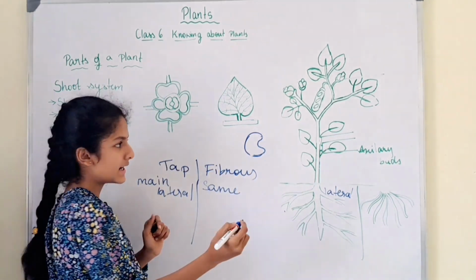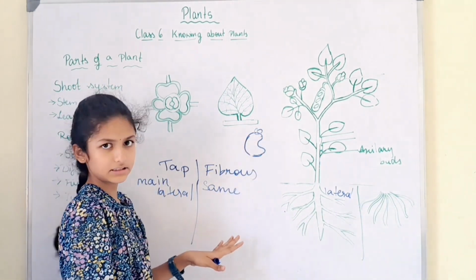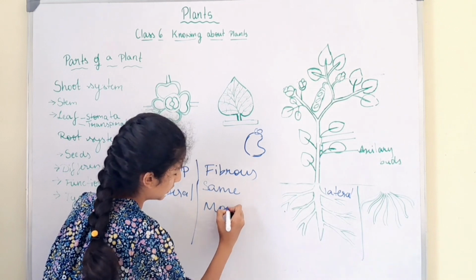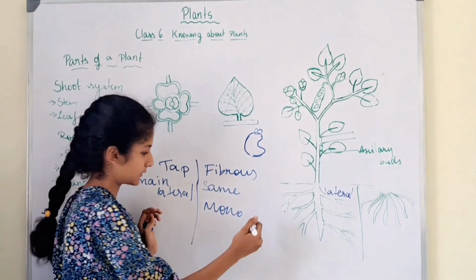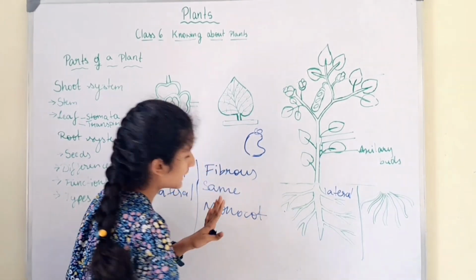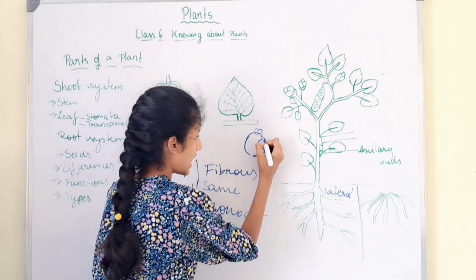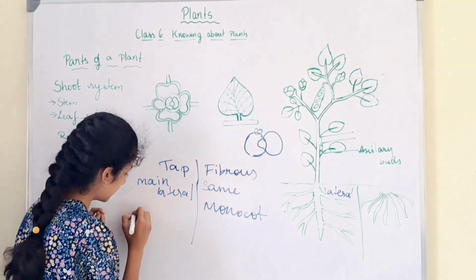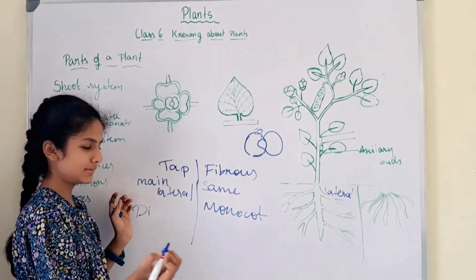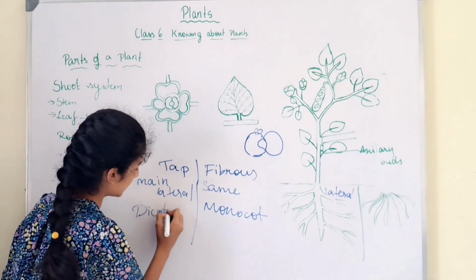Now, if a plant has one cotyledon, it is known as a monocot. Mono means one, cot means cotyledon. If a plant has two cotyledons, it is known as a dicot. Di means two, cot means cotyledon. So it is known as a dicot.